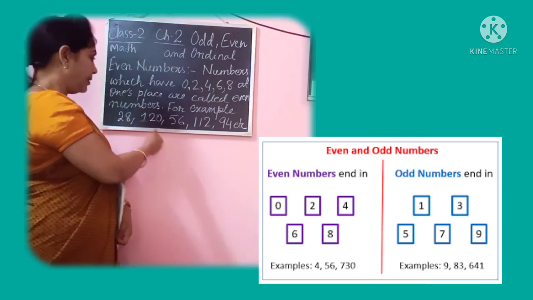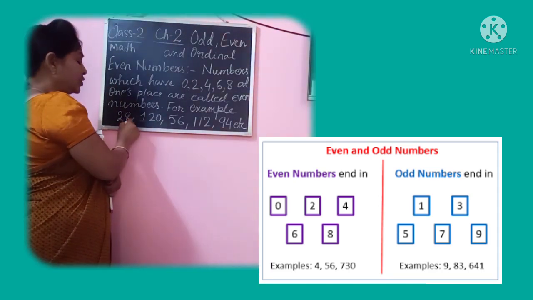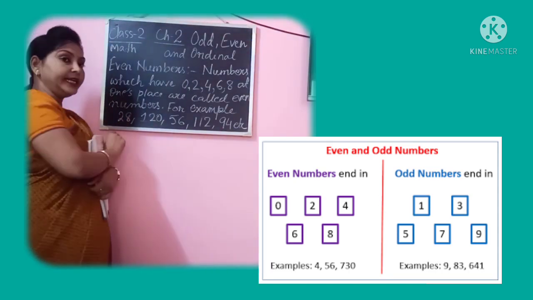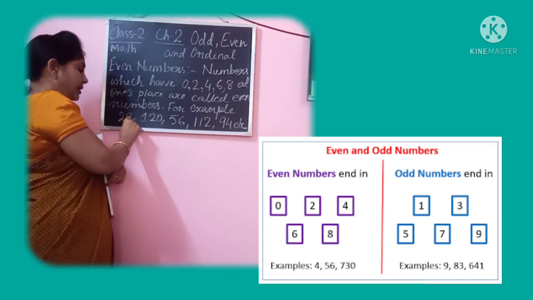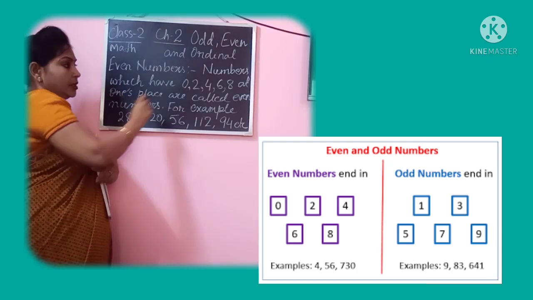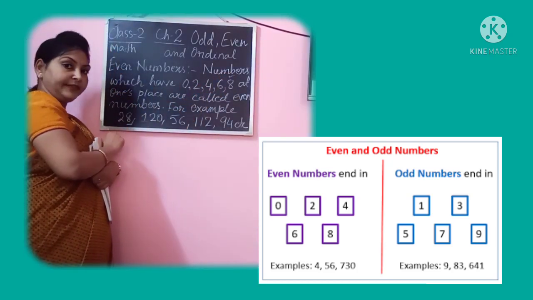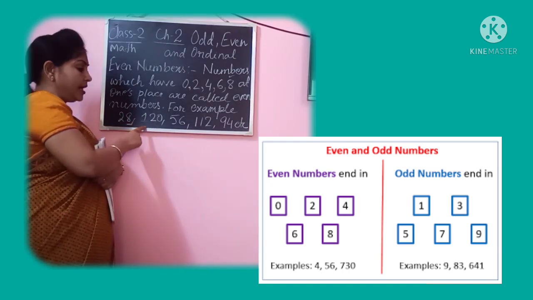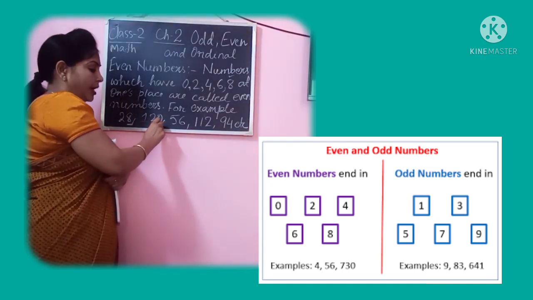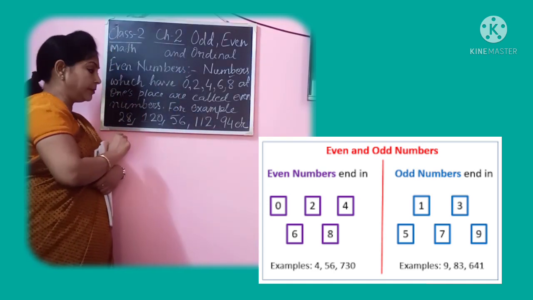For example, you can see here I have written a few examples. This is 28, and in 28 there are 2 digits. That means in the ones place what is the number? 8. So 8 is here. This is an even number. Now look at the next example, 120. In the ones place 0 is there. This is also an even number.